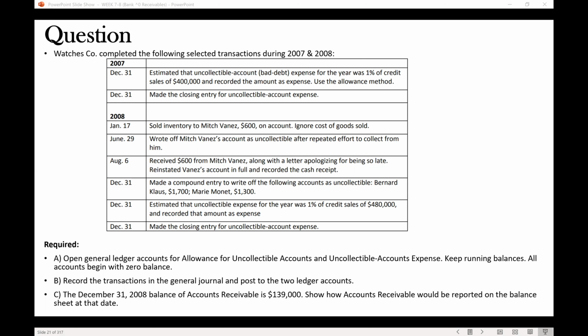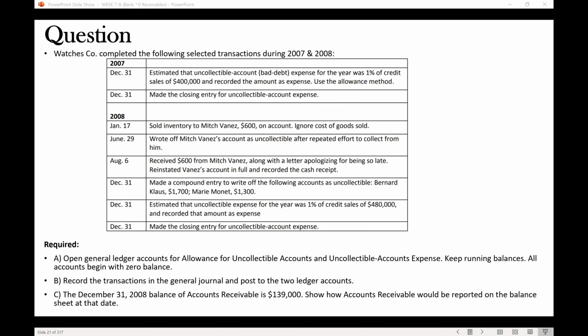Let's look at that. So the first requirement says A, we're supposed to open the general ledger accounts for allowance for uncollectible accounts and the uncollectible accounts expense. Keep running balances, right? And we'll see what that means. All accounts begin with zero balance.